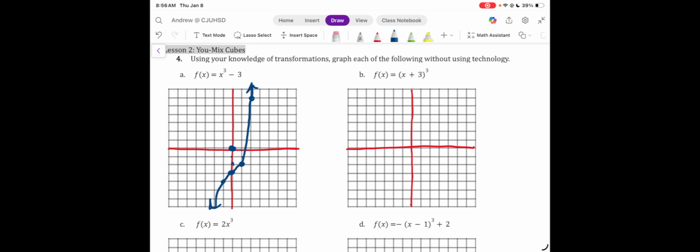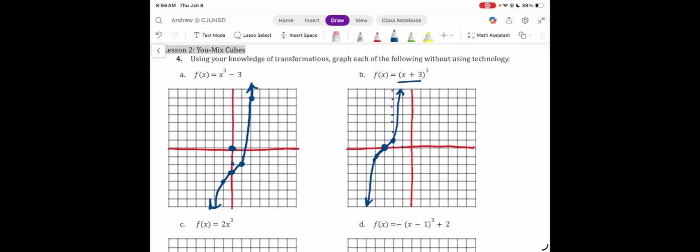Okay, on part B, we're going to go left 3. 1, 2, 3. We're going to go up and right, down and left. I don't know if we're going to make it here on 8. 1, 2, 3, 4, 5, 6, 7, 8. Yeah, we're not. But it goes up there and it goes down over here. So it goes up pretty fast and it goes down pretty fast.